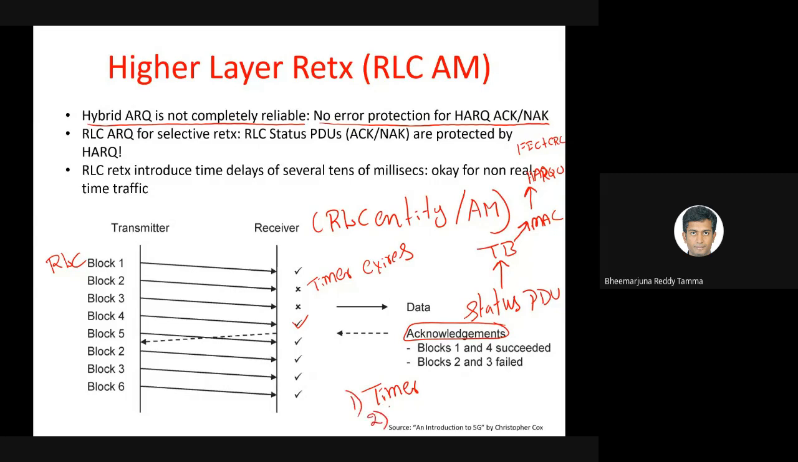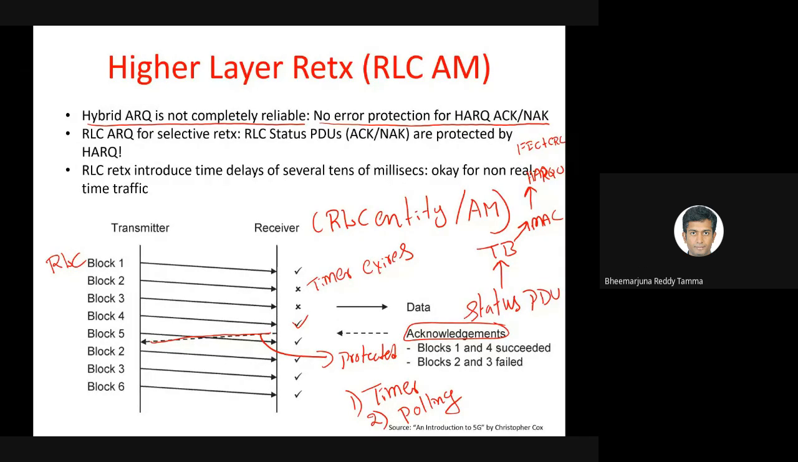And option number 2, what I was discussing, was polling, where the transmitter itself can ask the receiver, okay, I have sent you multiple packets, why don't you give me the status update of how many you received and how many you have not received? So in either of these cases, we have the RLC entity at the transmitter getting these ACKs and NACKs at the RLC layer. And this packet, the dotted line that you see, this is the status PDU, this is protected, unlike the ACKs and NACKs that are there at the MAC layer.